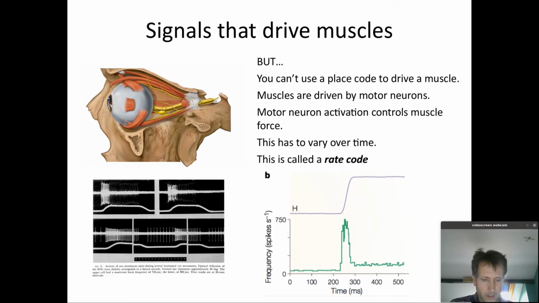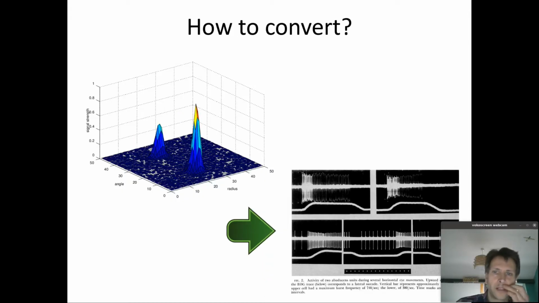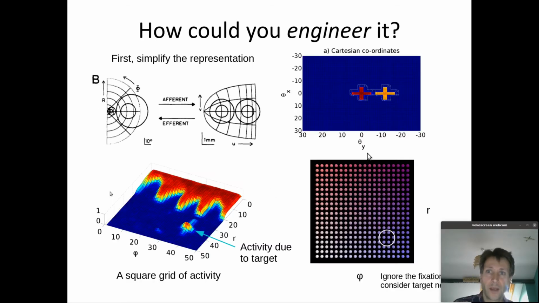Okay, so how do we convert? And this is the slide from the end of the last lecture. How do we go from this kind of place code idea, where we've got hills of activity on some sort of sheet of neurons, and how do we convert to this time-based signal, this rate code? So you think about how you might engineer this kind of system. And if you're thinking about how you might engineer it, you might first of all try and simplify the representation as much as you can.